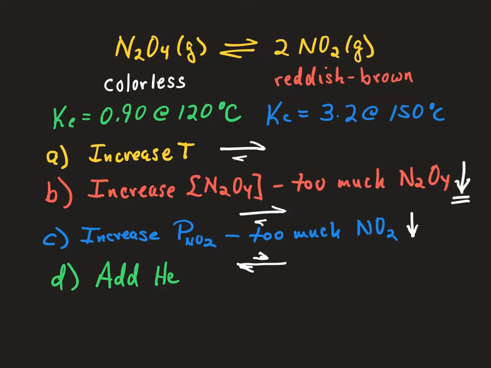Well, if we added helium, it would increase the total pressure, because the total pressure, according to our second favorite dead English junior high teacher, Dalton, and Dalton's law of partial pressure, would then be the partial pressure of the dinitrogen tetroxide plus the partial pressure of the nitrogen dioxide plus the partial pressure of the helium.